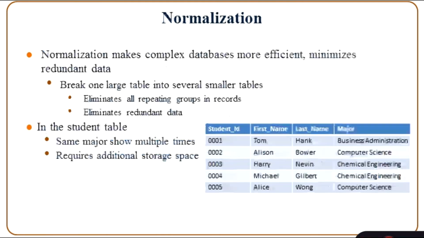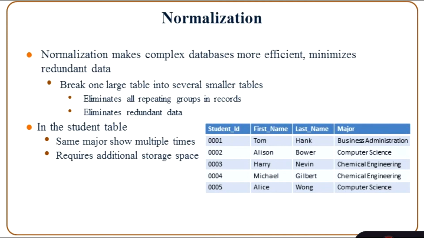Now we talked about normalization. Normalization is important in reducing redundancy in data. As an example, in the student table, we can see majors such as computer science and chemical engineering repeat multiple times. If we store data this way, then there is redundant data, and it requires additional storage space. So normalization helps break one large table into several smaller tables.